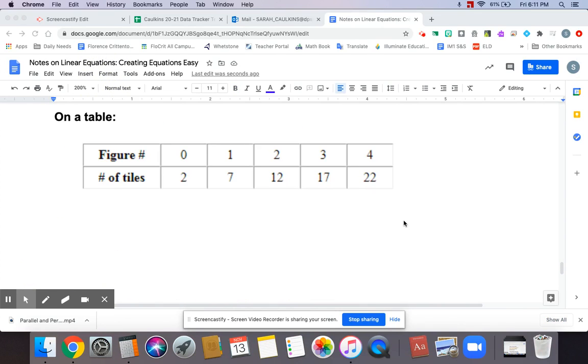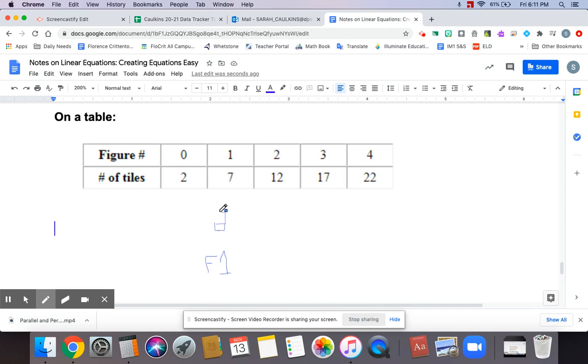So before I do the math on this one, I'm going to explain what this table means. So this says figure number, and this says number of tiles. So basically, this is what it means. You have a picture, and let's say figure 1 in your picture looks something like here's 1 tile. So a tile is like a little square.